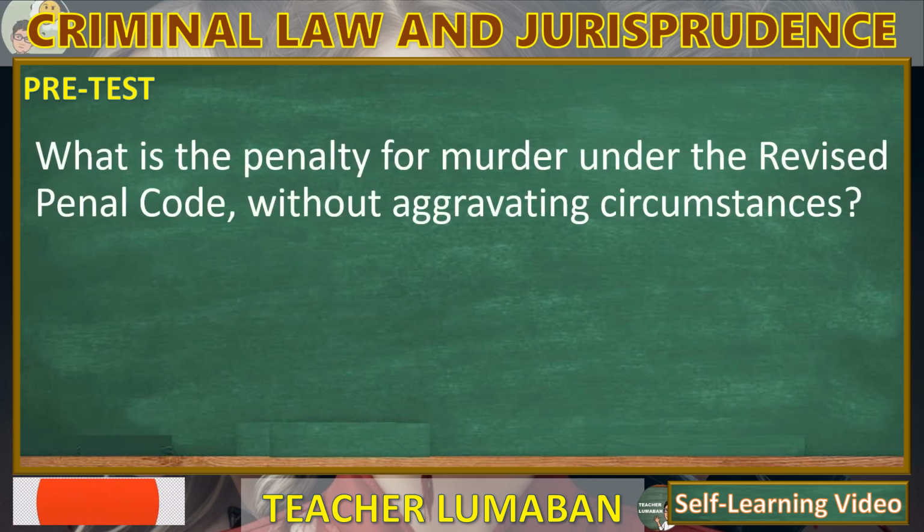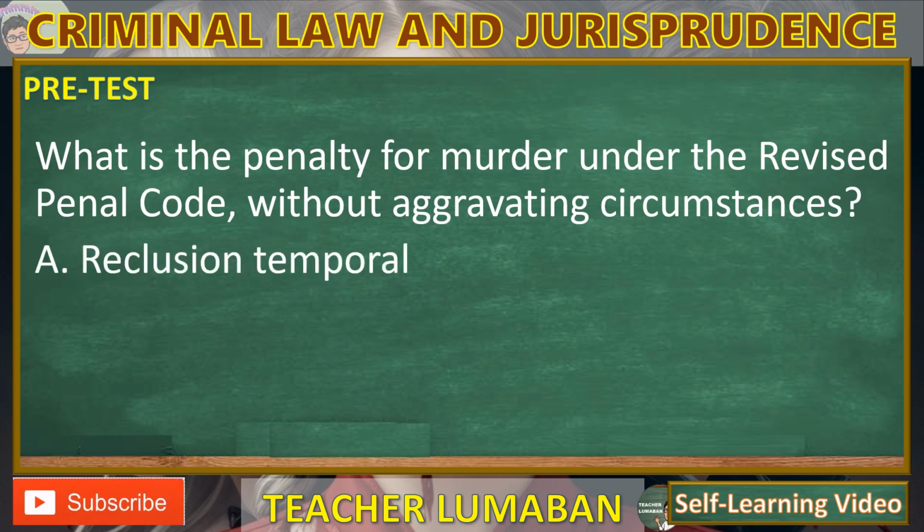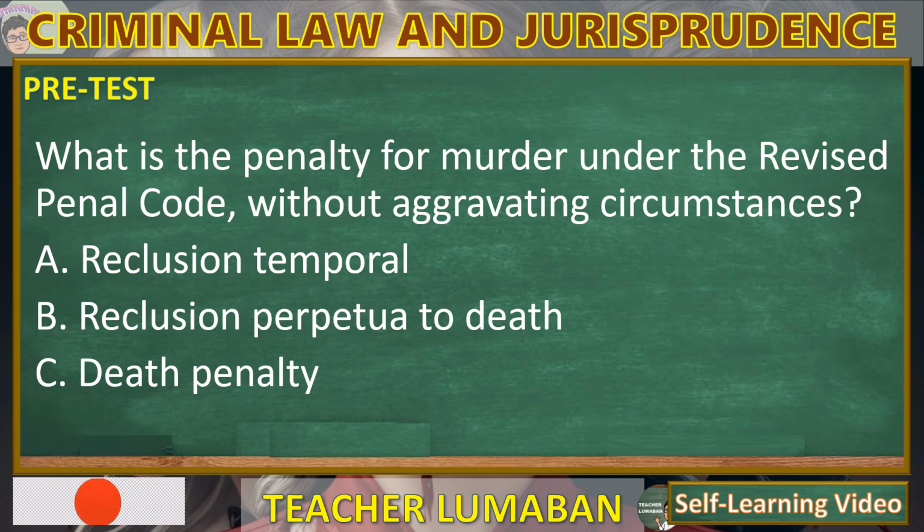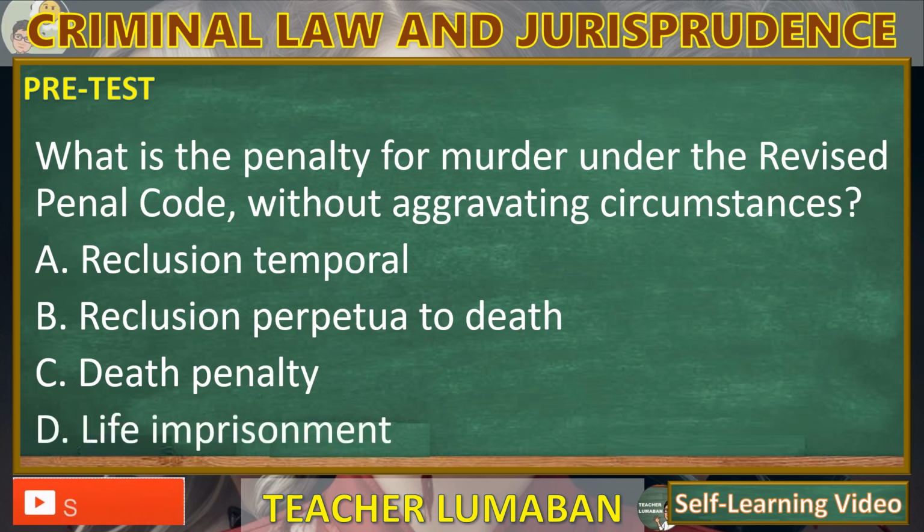What is the penalty for murder under the Revised Penal Code, without aggravating circumstances? A. Reclusion temporal. B. Reclusion perpetua to death. C. Death penalty. D. Life imprisonment.